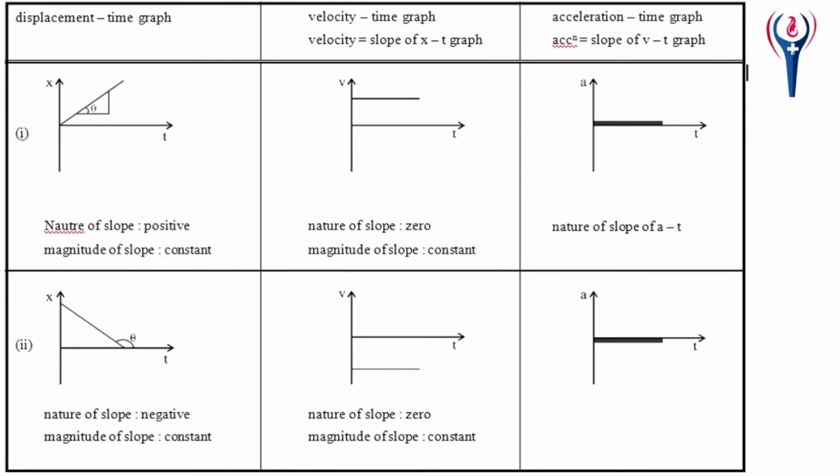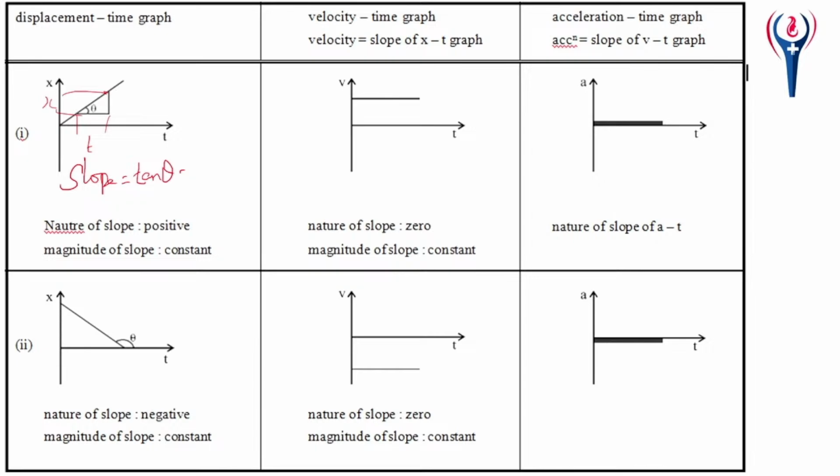This is the displacement versus time graph. Usually time is taken along the x-axis and displacement or distance along the y-axis. The slope is a positive value and its magnitude is constant. What is slope actually? Slope is tan theta, equal to y by x. Here on the y-axis we have x and on the x-axis we have t, so x by t, or dx/dt. dx/dt is the correct way.